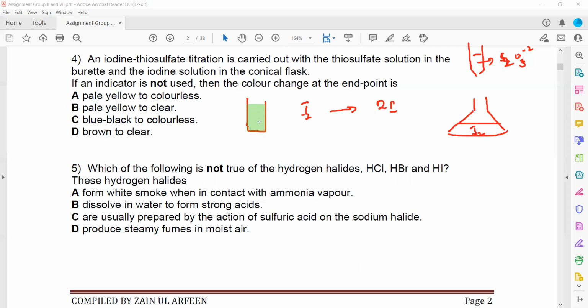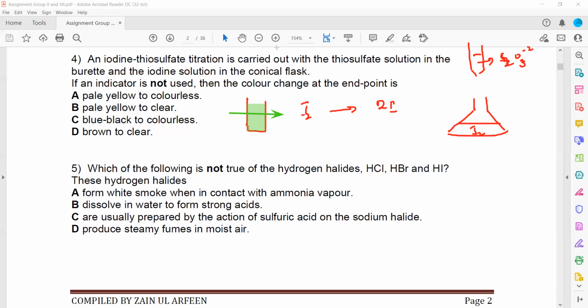Clear solution refers to the fact that it can allow the light to pass through, but it does not show the nature of the solution, the color of the solution. There's a difference. For example, if I take water and add a drop of blue ink to it, the whole water will turn blue. But when I speak about the nature of the solution, it will be a clear solution. Clear solution means I can easily see through the solution.